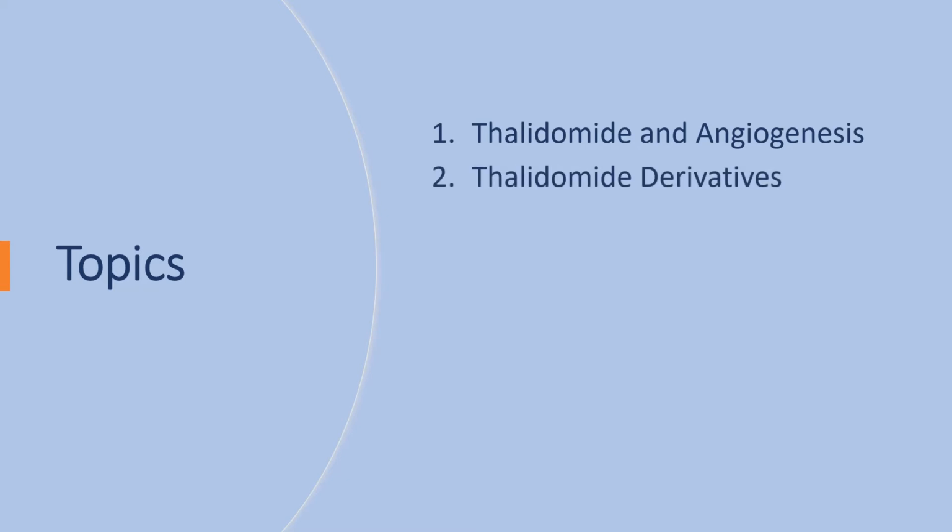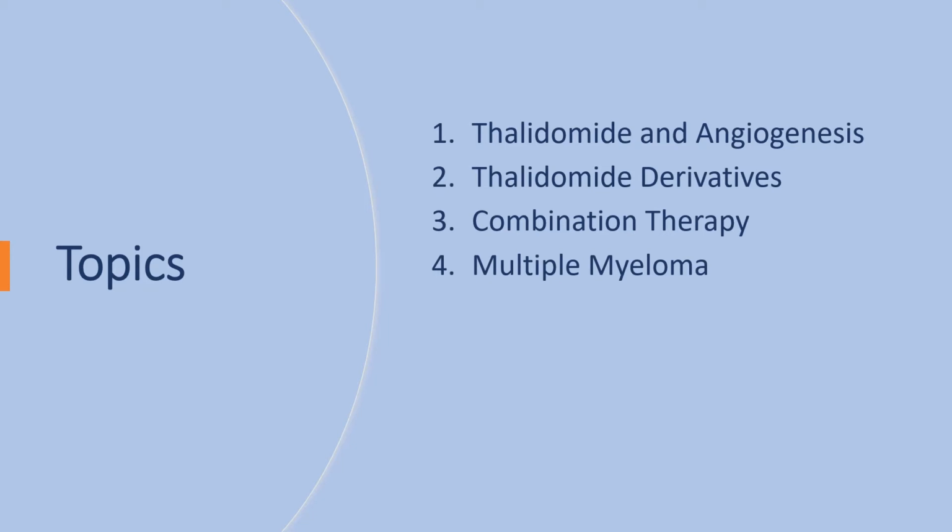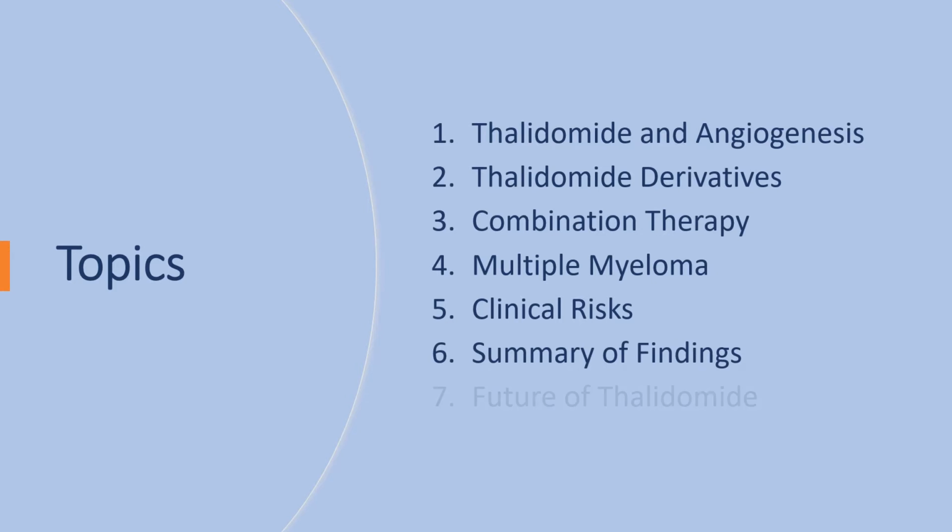In this presentation, I will provide background information on thalidomide and angiogenesis, discuss how angiogenesis is affected by thalidomide derivatives, explain how these derivatives are used in combination therapy, give an overview of multiple myeloma treatment, and list major clinical risks of thalidomide and its derivatives. I will summarize the main content and end with potential future directions of thalidomide treatment and research.